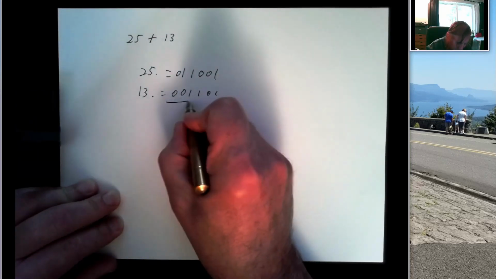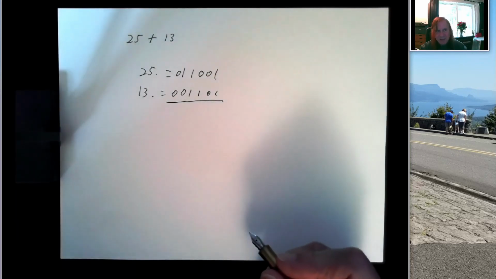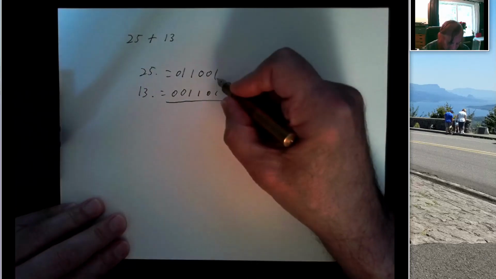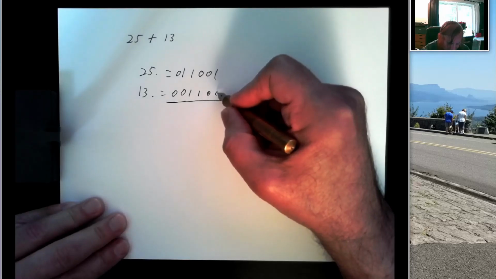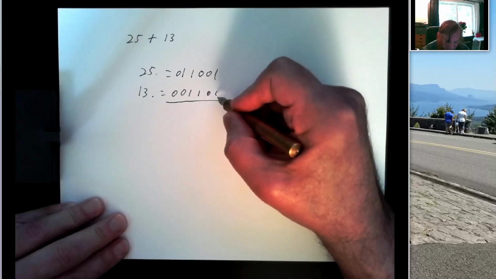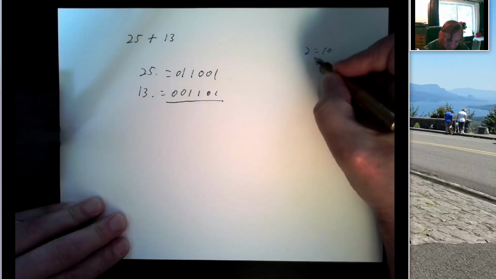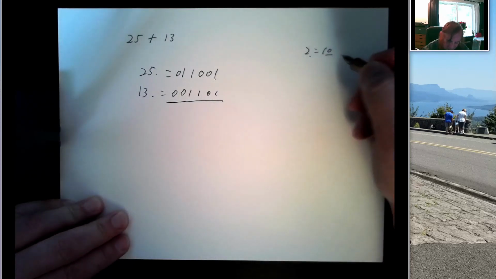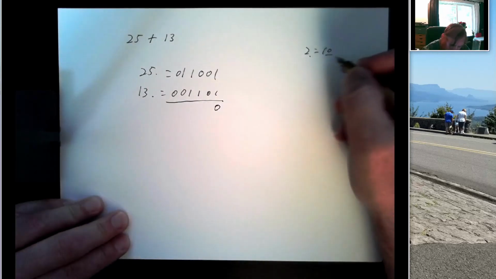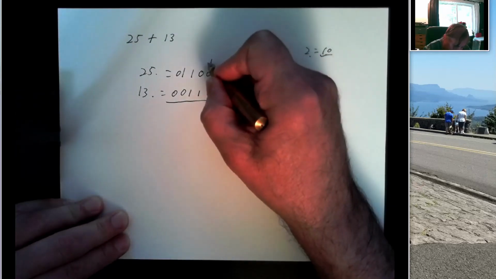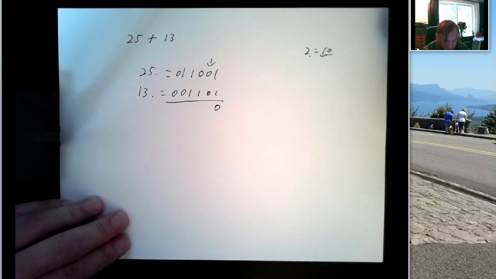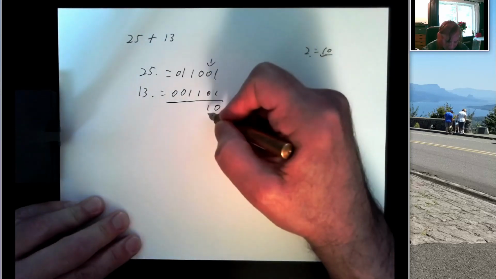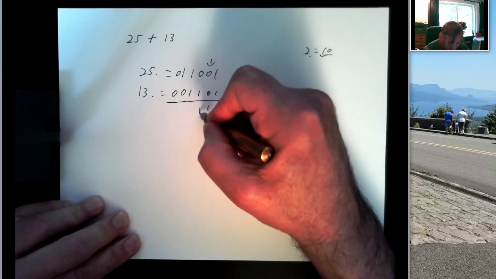Now if I want to add these in binary, I can do exactly the same thing I do when I add plain old numbers in decimal, which is to add each pair of digits. 1 plus 1 is 2. Well, remember 2 in binary looks like 1, 0, so this is like adding 5 and 5 and getting 10. We take the 0, we put it here, and then we take that extra 1 and put it up here as a carry into the next column. 1 plus 0 is 1. And this time there's no carry, so we just do 0 plus 1 is 1.